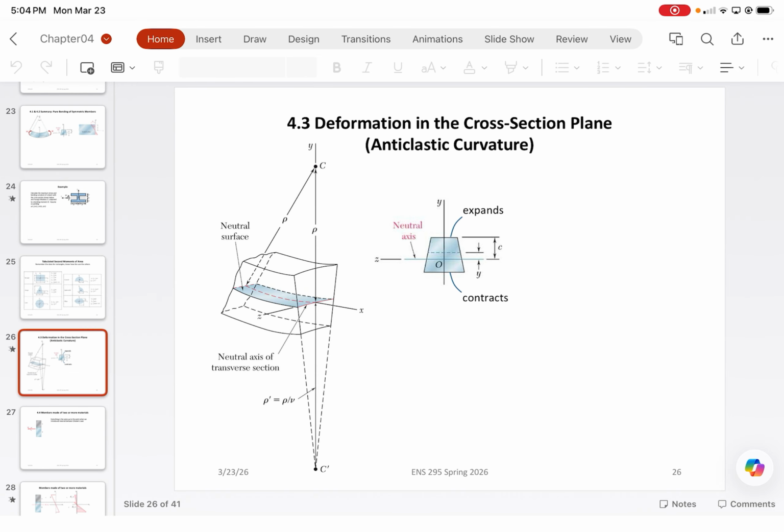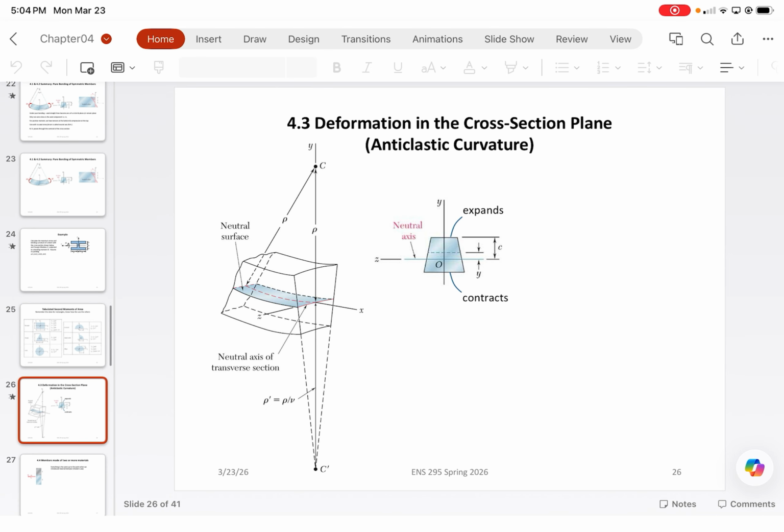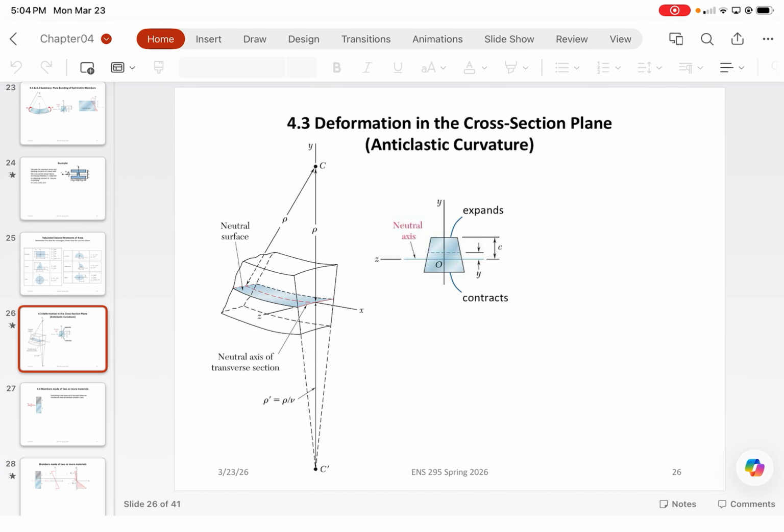I don't know if you guys even wrote it. Did you guys see the deformation in the cross-sectional plane for elastic curvature? No? I don't think so. Okay, the last thing we did was the centroid practice problem, the centroid stuff. Okay, so here we'll just continue talking about the deformation in the cross-section plane.